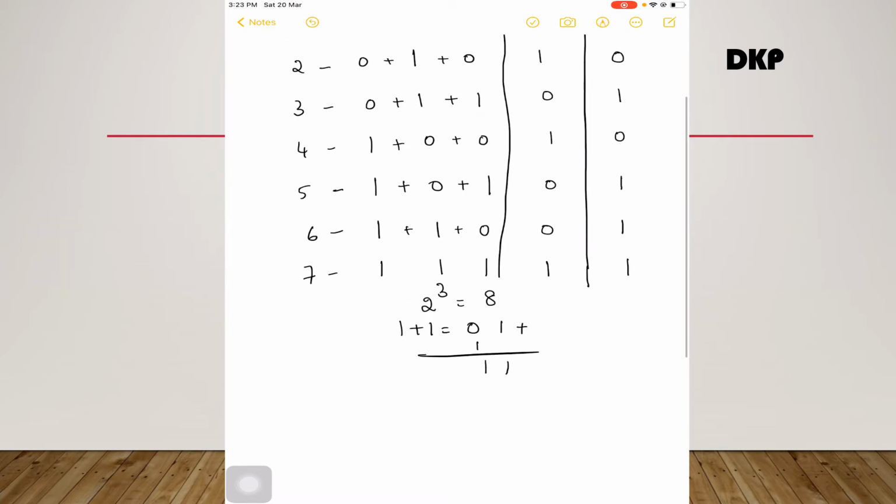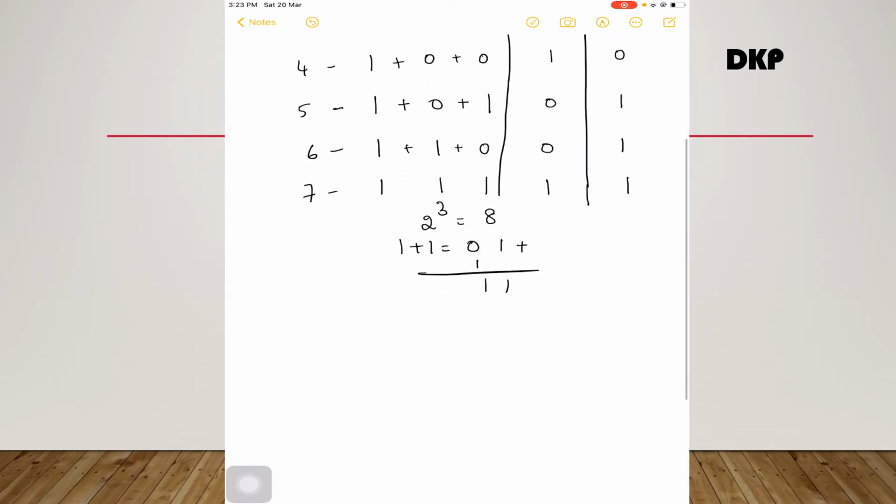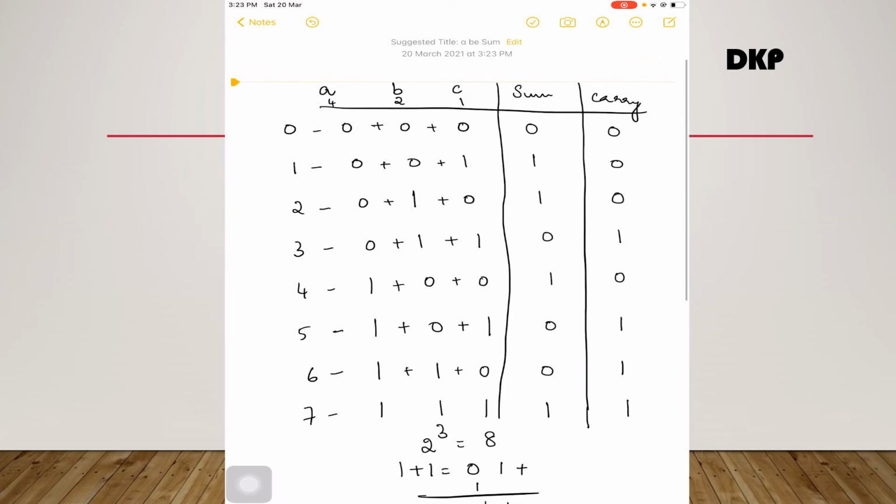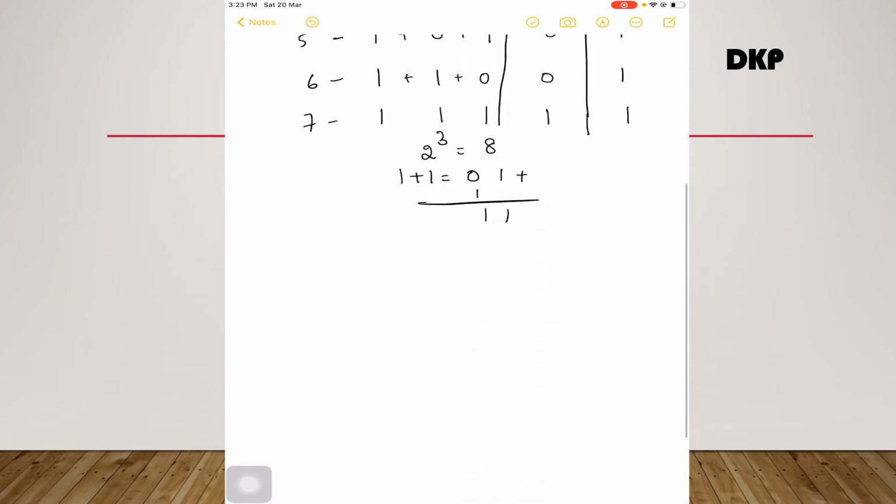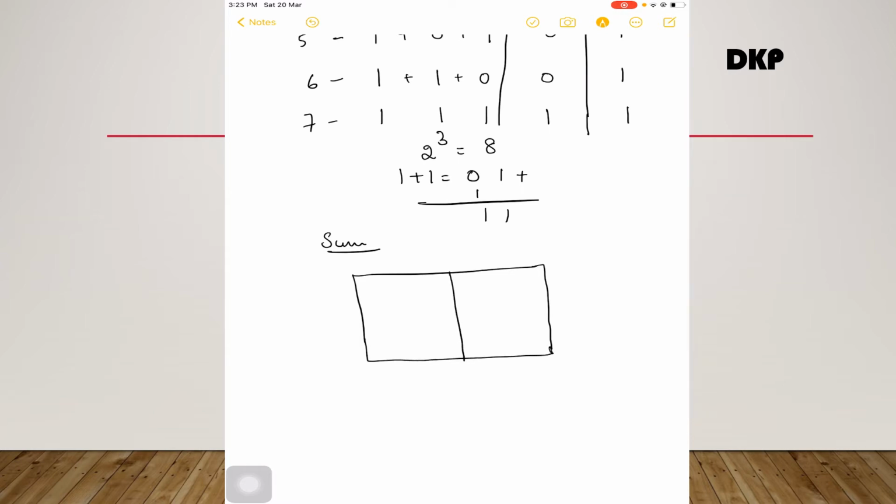Now the next step is you have to plot the K-map in order to get a reduced or simplified Boolean expression of sum as well as carry. So first of all, let us draw the K-map for sum.